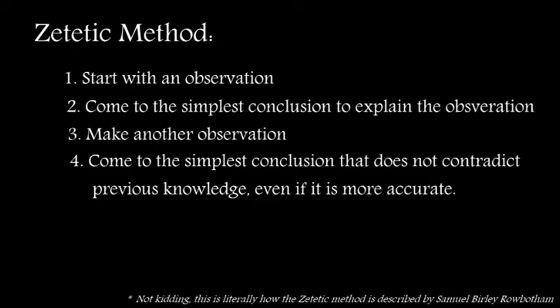What we're going to do is go through three observations, okay? These three observations are observations you can make today about the Earth. We are going to treat them in the scientific method, and then we're going to treat them in the zetetic method. But we're not only going to treat it with the zetetic method, we're going to do it twice. I'm going to show you two different ways of doing it with the zetetic method.